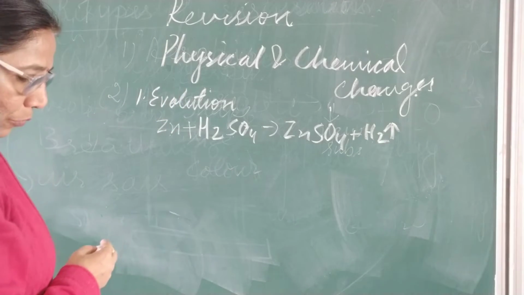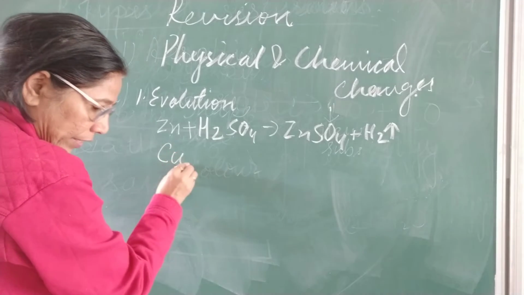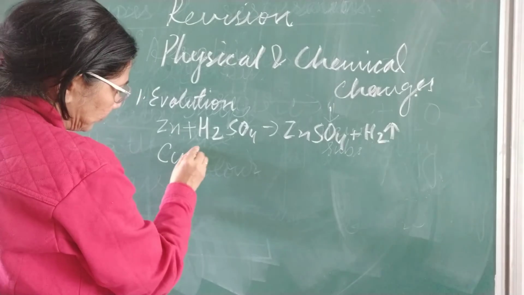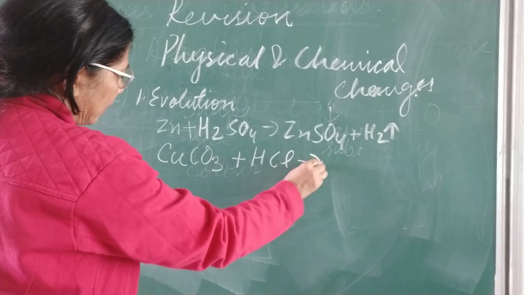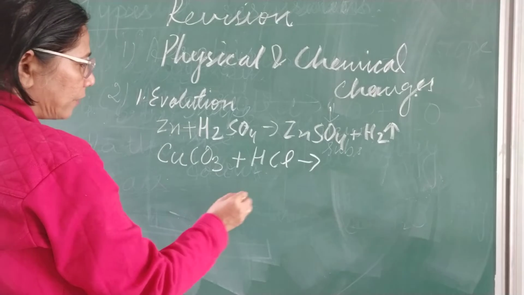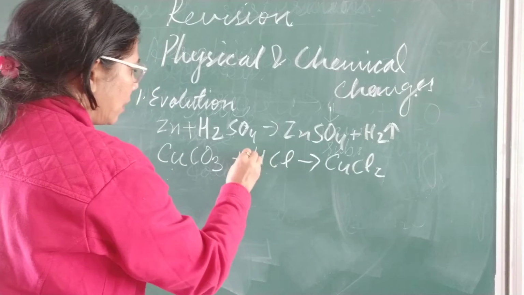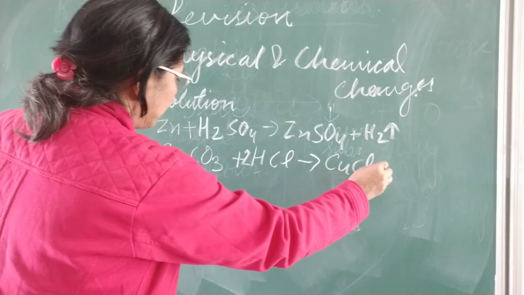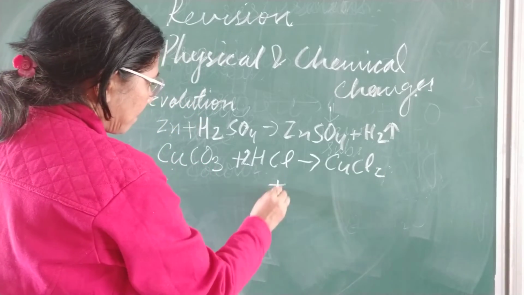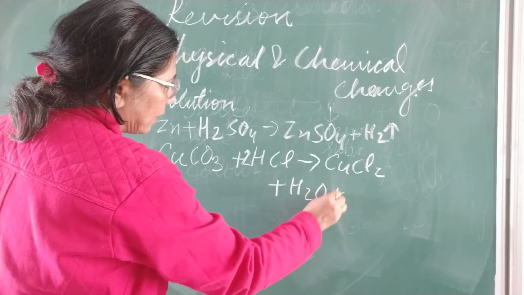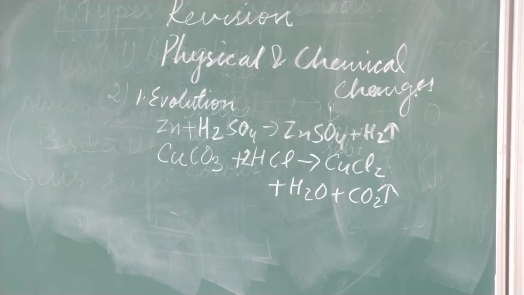One more equation I am going to tell you. The reaction in which carbon dioxide comes out when copper carbonate reacts with hydrochloric acid. This is a salt and reacts with acid, it forms copper chloride, water and carbon dioxide. So I have told you about two gases which evolve during the reaction.